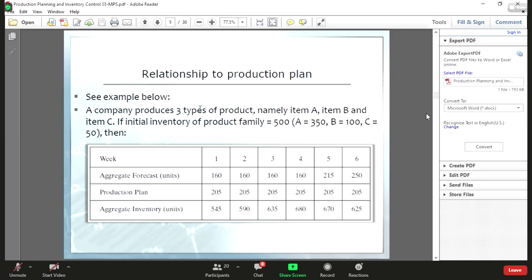A company produces 3 types of products. There are 3 items, let's say item A, item B, and item C. Initial inventory of product family means that in the real condition, we can see the inventory for items A, B, and C. But in terms of forecasting, we need to aggregate it, total it, to become inventory of family. The inventory of A is 350, inventory of B is 100, and inventory of C is 50. Total is 500. It is called inventory of product family.